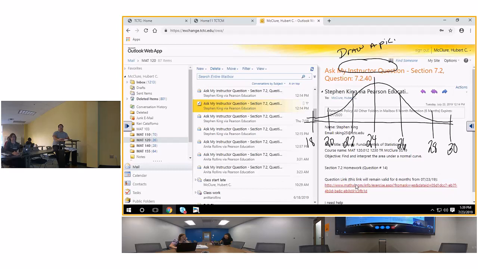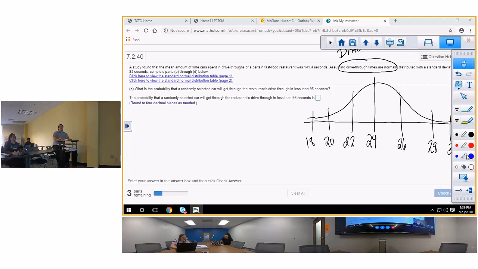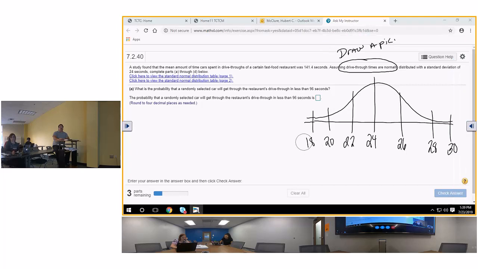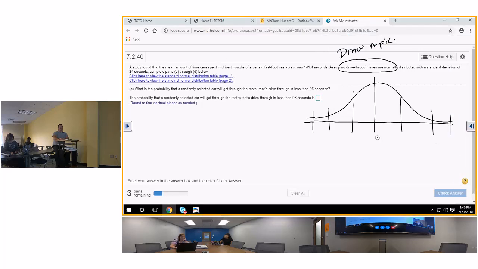Number 14. Okay, this one is a pain because you've got to use a calculator. I'm just going to erase the bottom right here. I need y'all to add those up because I'm not going to do them in my head. Take your calculator and add the mean and the standard deviation for me. And then we'll go through and do it. It says the mean is 141.4 seconds and a standard deviation of 24 seconds. So 165.